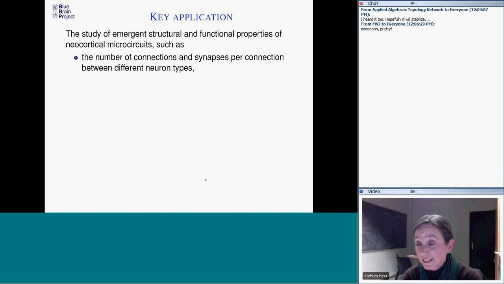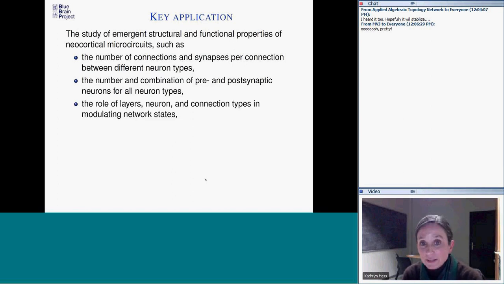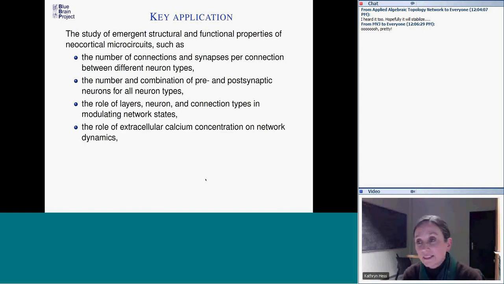So the sort of thing you can deduce from this are what sort of connections and synapses you get between different neuron types, because all of this is known. The number and combination of presynaptic, the neuron that's sending a signal, and postsynaptic, the one that receives it, for the different neuron types. And then the layers, the neurons, the connection types, all of this interacts with the dynamics of the network. And then they can play with the extracellular calcium concentration, which, as we saw, affects what the spontaneous activity looks like, either highly coordinated or chaotic or something in between.